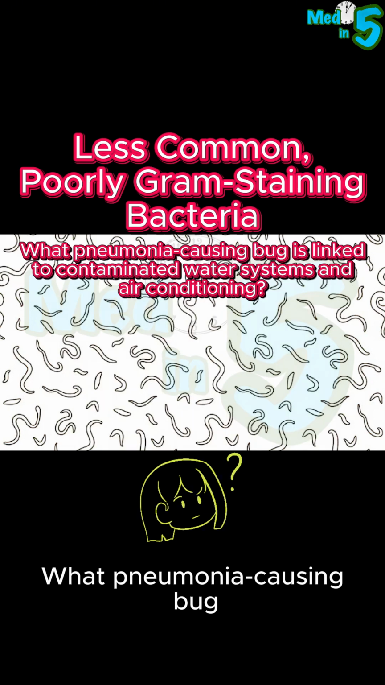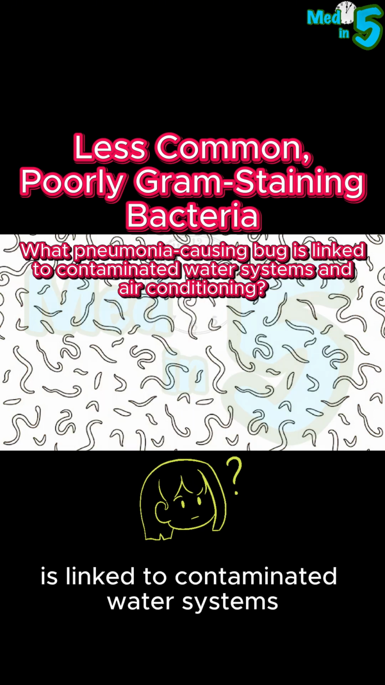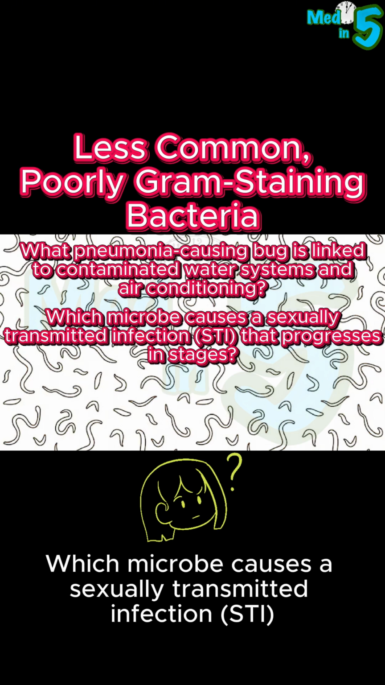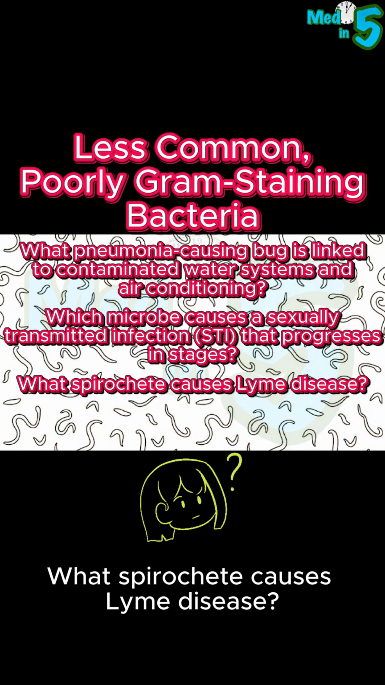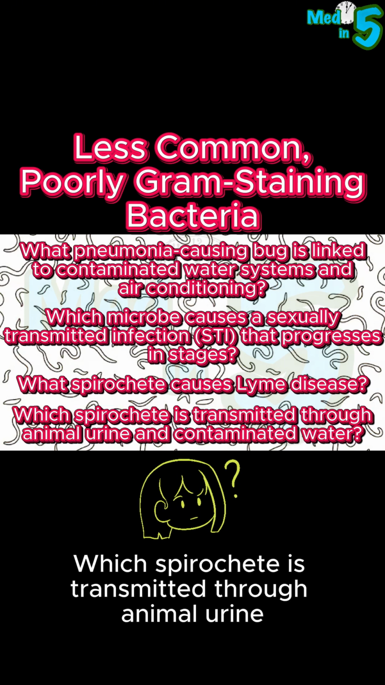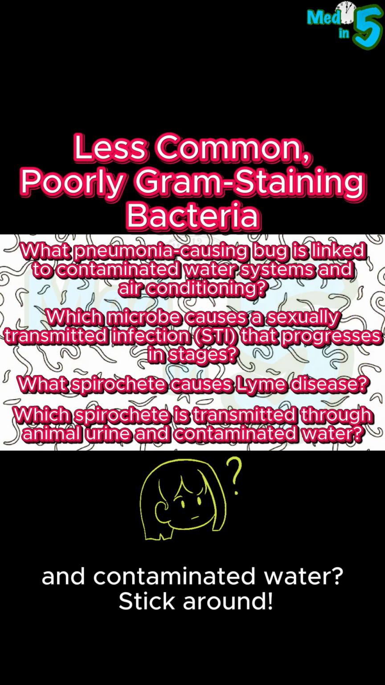What pneumonia-causing bug is linked to contaminated water systems and air conditioning? Which microbe causes a sexually transmitted infection that progresses in stages? What spirochete causes Lyme disease? Which spirochete is transmitted through animal urine and contaminated water?